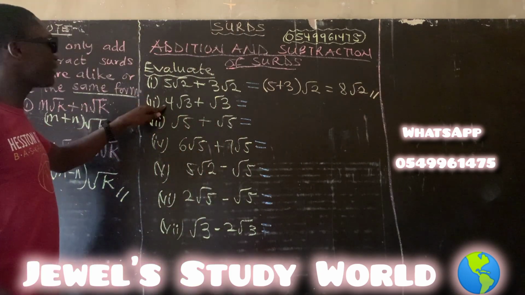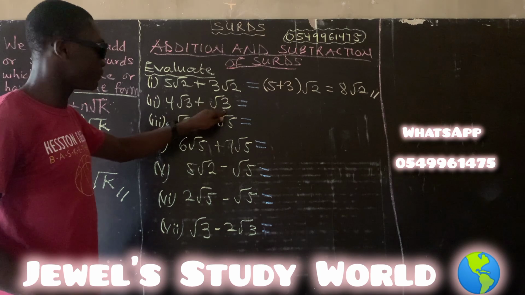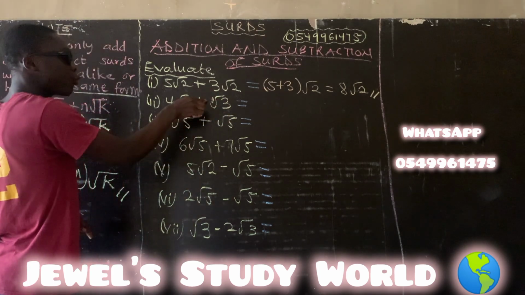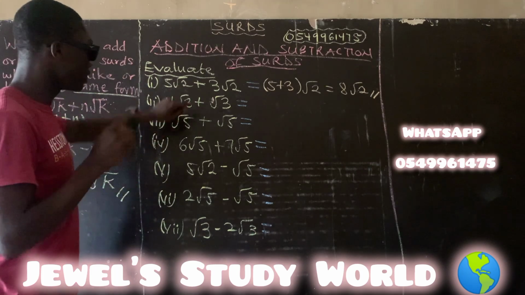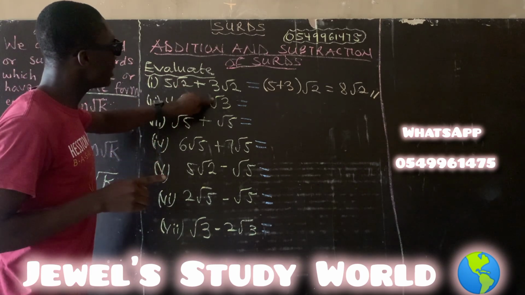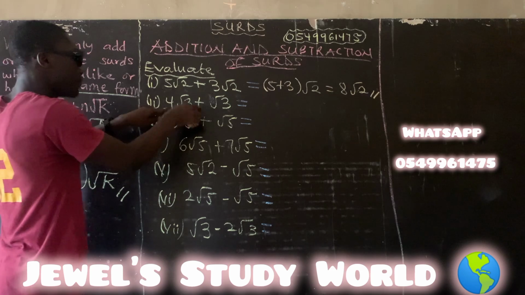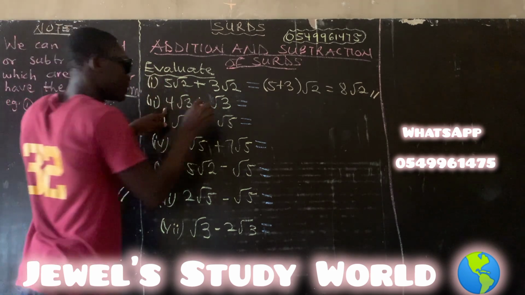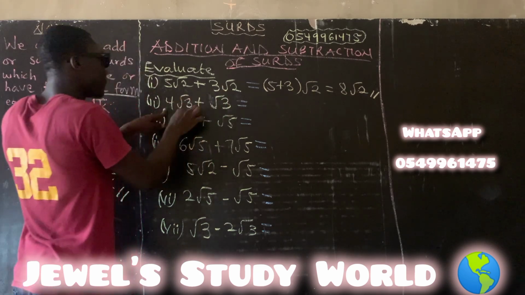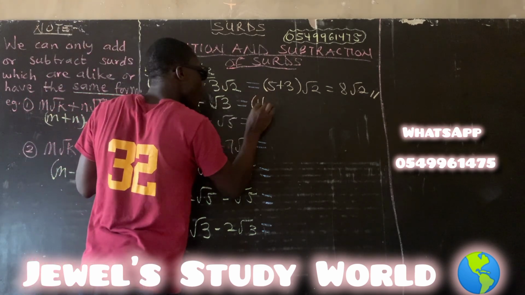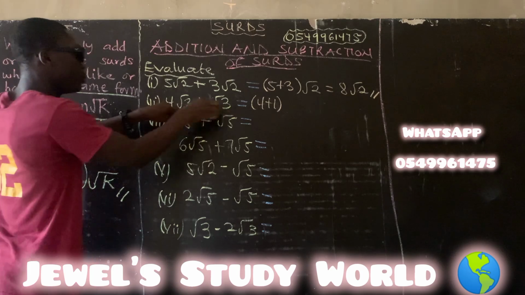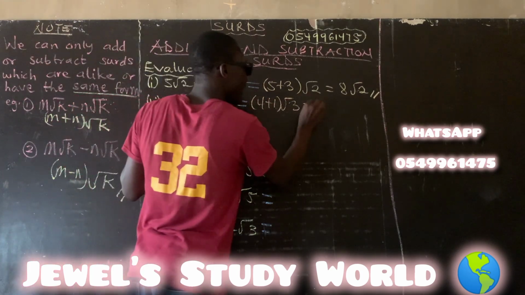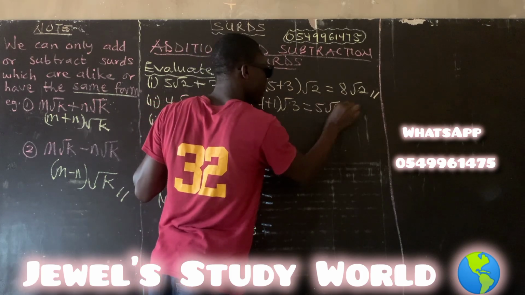For this one too, we have 4 root 3 plus root 3. Note that for this root 3, we have 1 here. We have 1 root 3, but we don't write the 1. So in adding this, we have 4 root 3 plus root 3. So this 4 plus the 1, which we don't write, so we have 4 plus 1, then root 3. So 4 plus 1 gives 5, so we have 5 root 3.